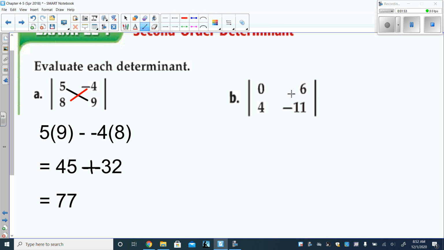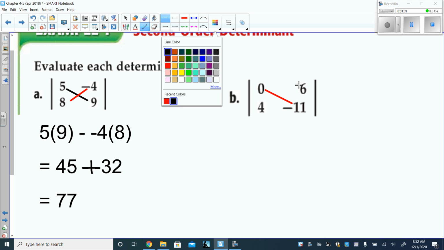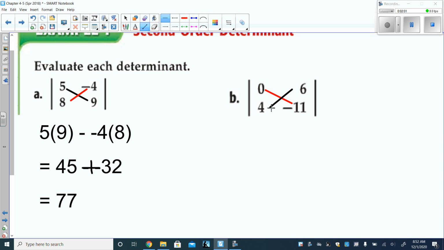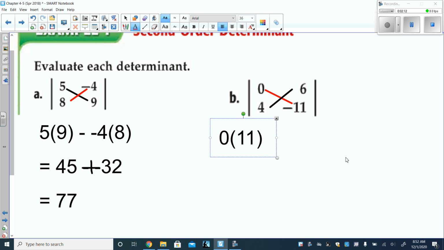So we'll do it on this one here. When we find the determinant, add these two together, and subtract them from these two here. So the first one we have going from left to right would be 0 times 11 minus 6 times 4.